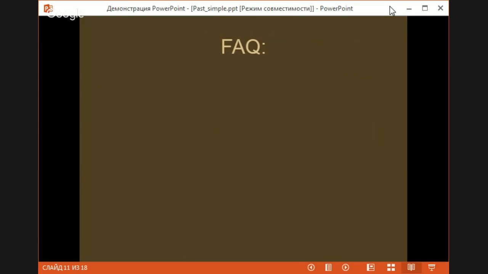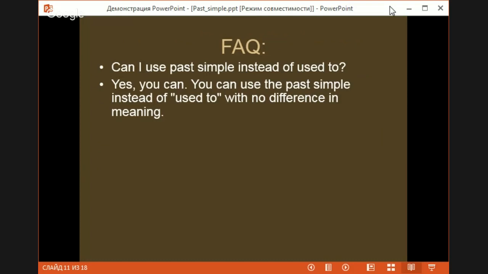Good. And we have some frequently asked questions about the structure used to, because you can ask a question, of course, that we have past simple. Why do we need all the headache with used to? Well, so the question is, can I use past simple instead of used to? Yes, you can. You can use past simple instead of used to with no difference in meaning practically. My mother disliked or used to dislike milk in her childhood, which is basically the same sentence, the same meaning.